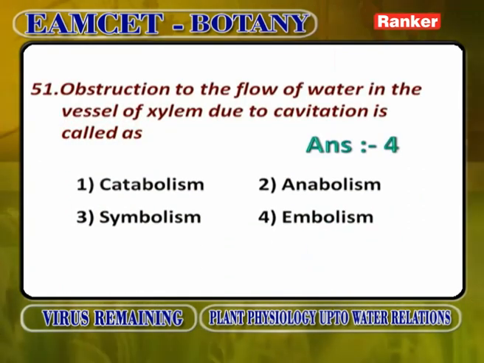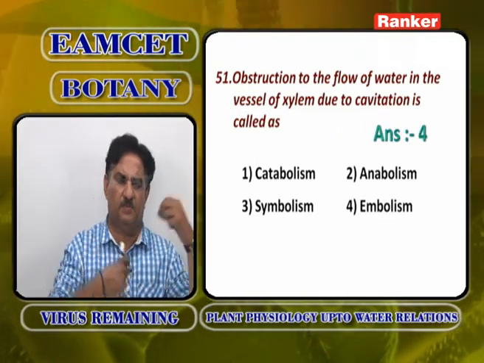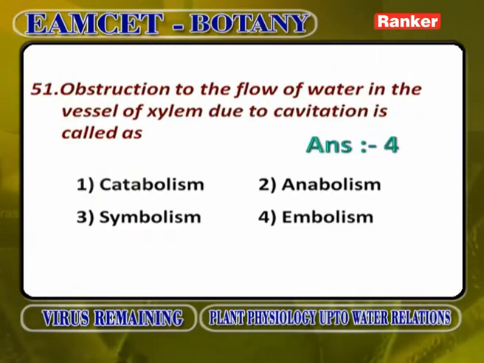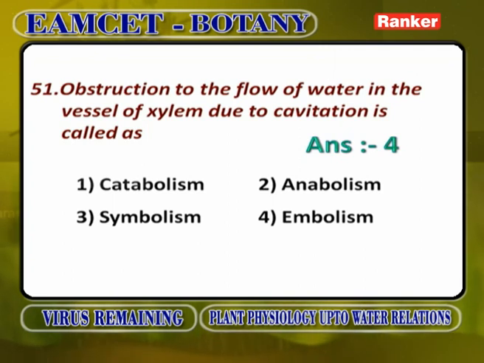Obstruction to the flow of water in the vessels of xylem due to cavitation is called what? Whenever water is moving in the form of a continuous water column from one place to another, and an air bubble is formed, cavitation occurs, and the continuous movement of water stops. This is popularly called not catabolism or anabolism or symbolism, it is embolism. So obstruction to the flow of water in the vessels of xylem due to cavitation is called embolism. Fourth option.